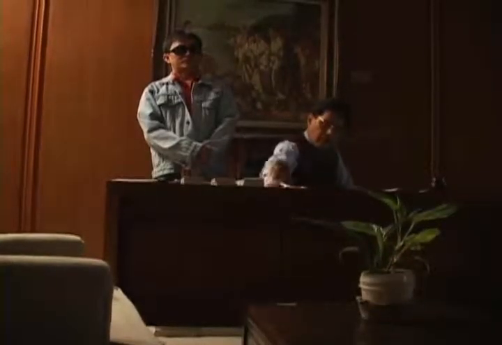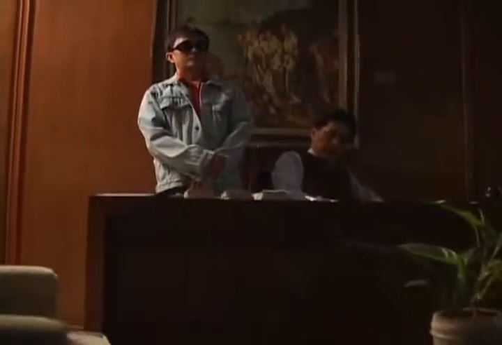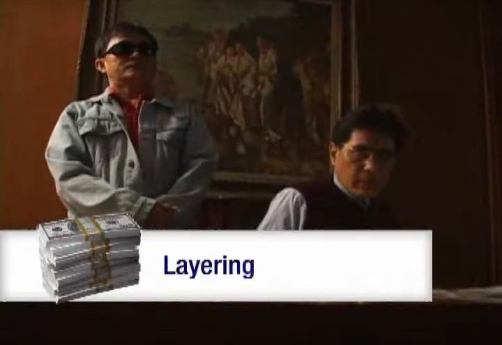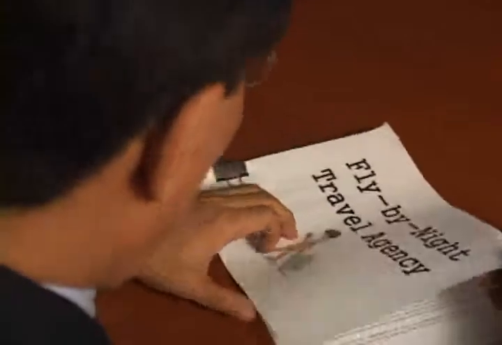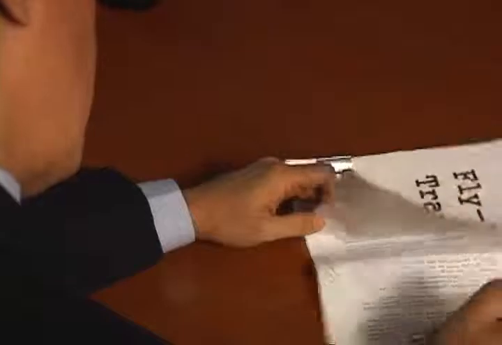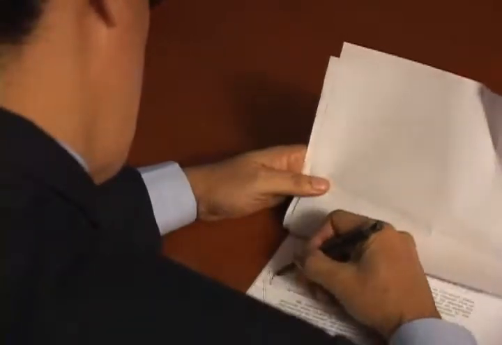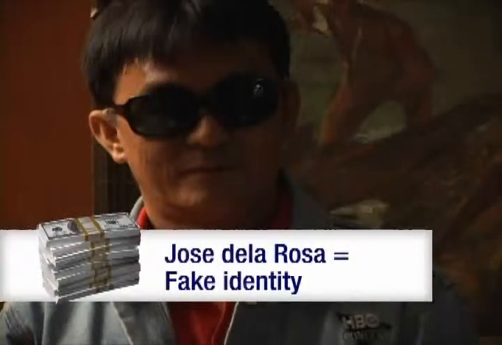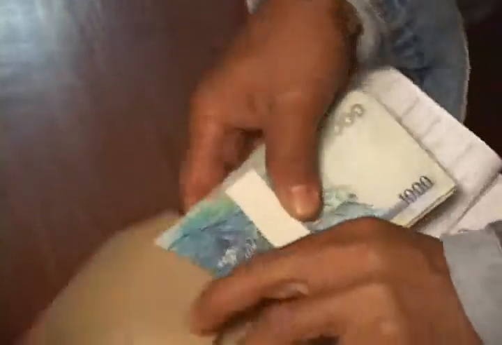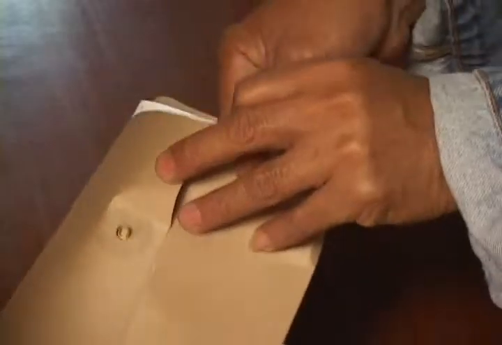The next stage is for Don Vito to hide his connection to the money through a technique called layering. Layering works this way. Don Vito creates a fake company called Fly-by-Night Travel Agency. Don Vito makes it look like the fake company hired a consultant named Jose de la Rosa. Jose de la Rosa turns out to be a fake person, also created by Don Vito. The fake company deposits money to Jose de la Rosa's bank account. The money now looks legitimate.